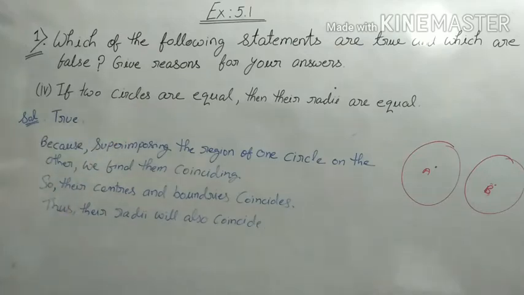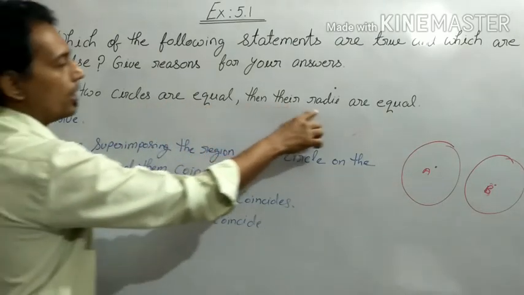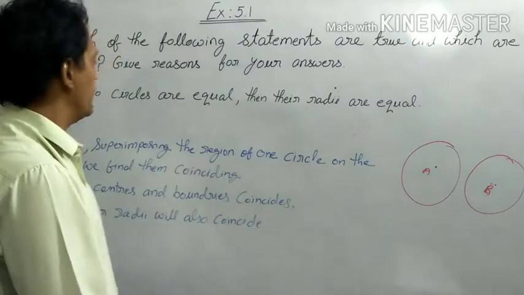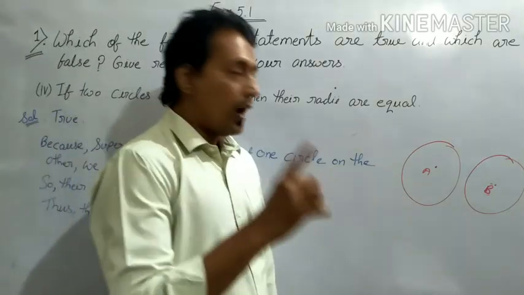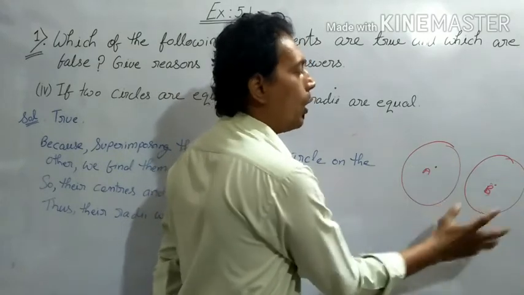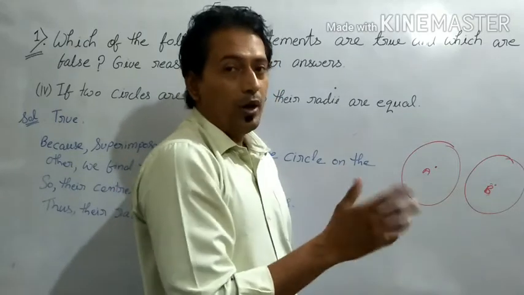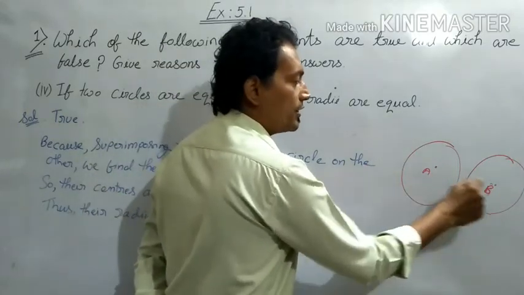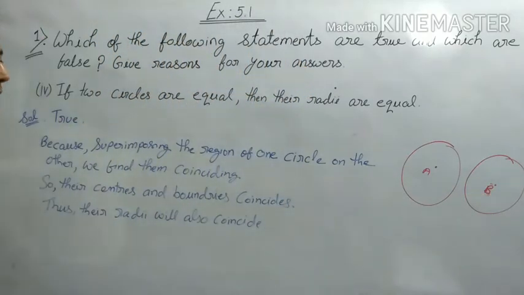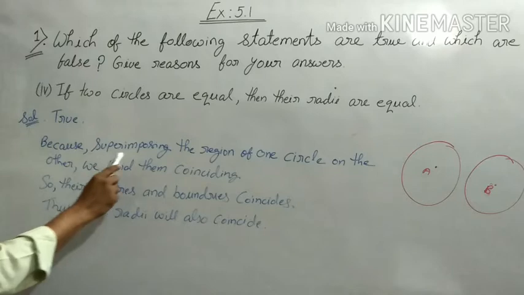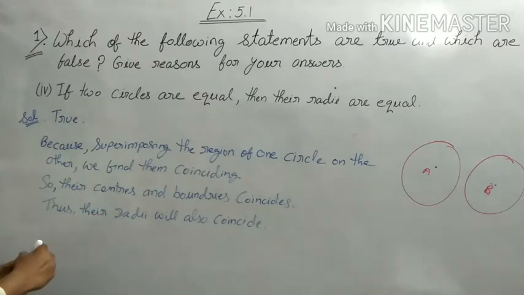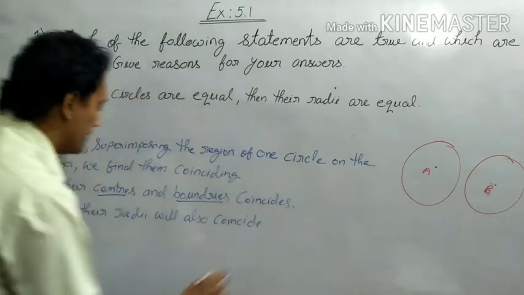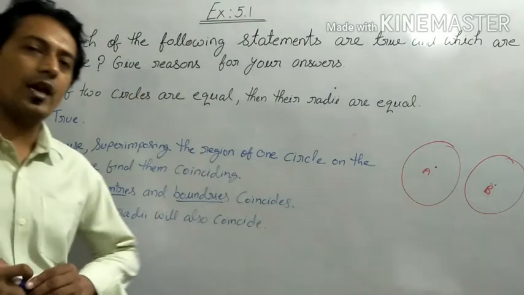Let's just understand once again. The statement says if two circles are equal, then their radii are equal. We have drawn the two circles, and the statement itself says that they are already equal. When we superimpose the region of one circle on the other, they coincide, and their boundaries as well as their centers also coincide. So their radii are equal. The statement is true because, superimposing the region of one circle on the other, we find them coinciding, so their centers as well as their boundaries coincide, thus their radii will also coincide.